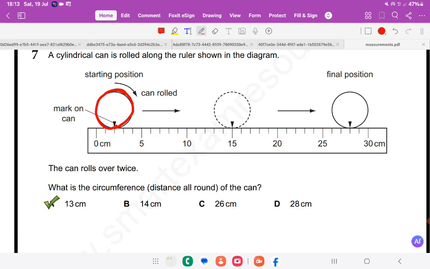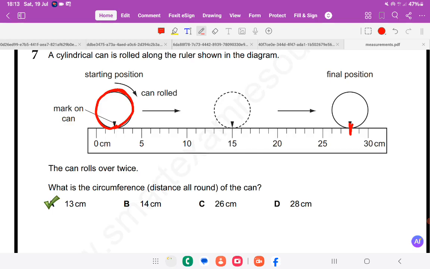Okay, so in order to do that, we shall need to know the distance it has covered when it is rolled twice. And then using that information, we can calculate the distance when it has rolled once, which is equal to the circumference of the can. Okay, so to find the distance it has covered, we need to know the reading here.